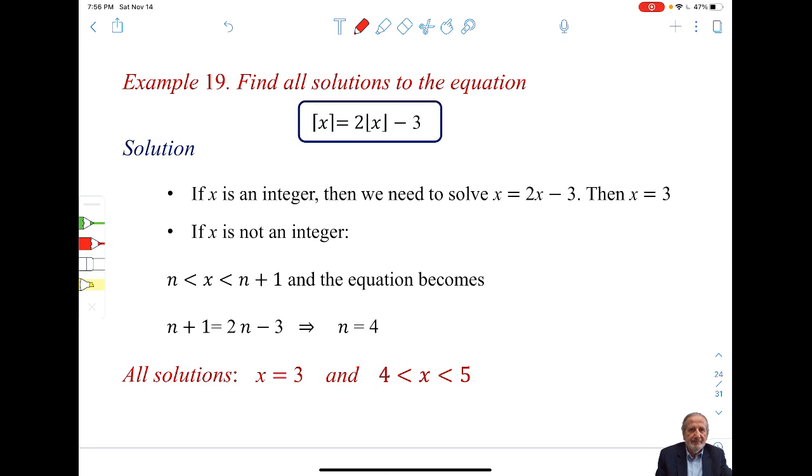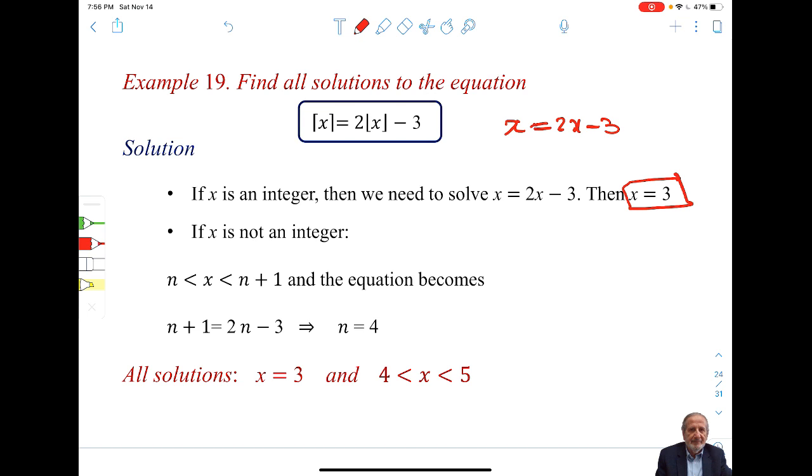Here we are solving now. Find all solutions to the equation. Now, if x is an integer, then you have to solve x is equal to 2x minus 3, and easily you can find x to be equal to 3.